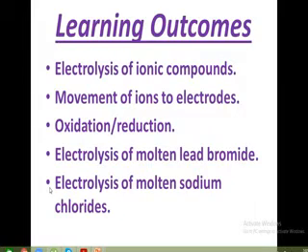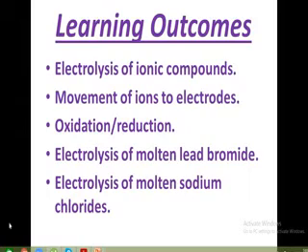The learning outcomes for today's video lesson are the electrolysis of ionic compounds, in which I am going to explain how ionic compounds conduct electricity and in which state. The second outcome is the movement of the ions to electrodes: once the ionic compound splits into ions, where they are moving, how they are moving, and what happens to them when they approach their respective electrode.